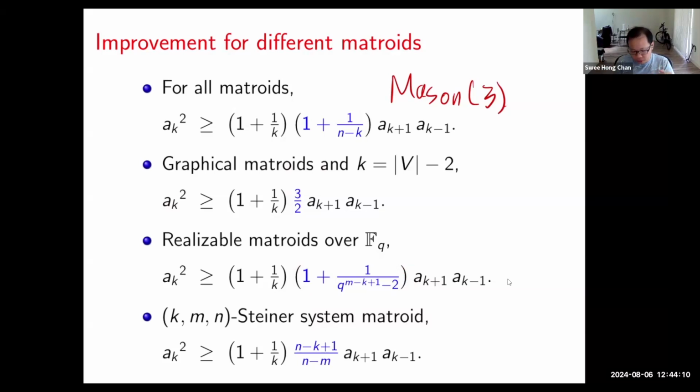But if you do this for another matroid that's called Steiner matroid, let me not explain what it is because of time restriction, then this improvement goes to infinity as you take the matroid larger. Mason 3 will give the ratio to be equal to 1, while our improvement gives the ratio equal to infinity. So it'll be a much better improvement for Steiner matroids. Okay.